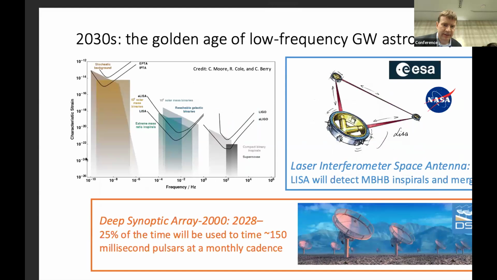And in the next few years to decades, the pulsar timing array experiments will get a major upgrade. In the US, that major upgrade will come from the DSA-2000 array, where it will be able to time something like 150 millisecond pulsars at a monthly cadence. And the millihertz gravitational wave range will be probed by the LISA mission coming online in the mid-2030s, which will detect massive black hole binaries at the inspiral and merger stage. So the remainder of my talk will focus on what kind of role AXIS will play in the middle of that.